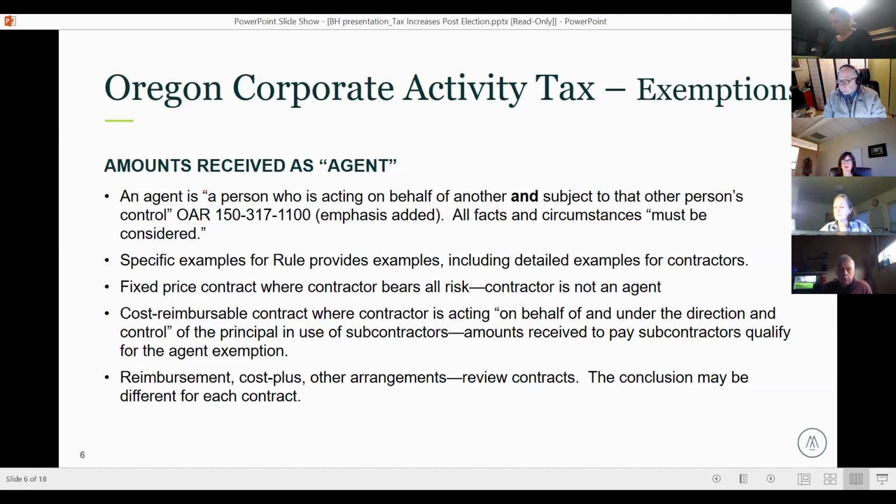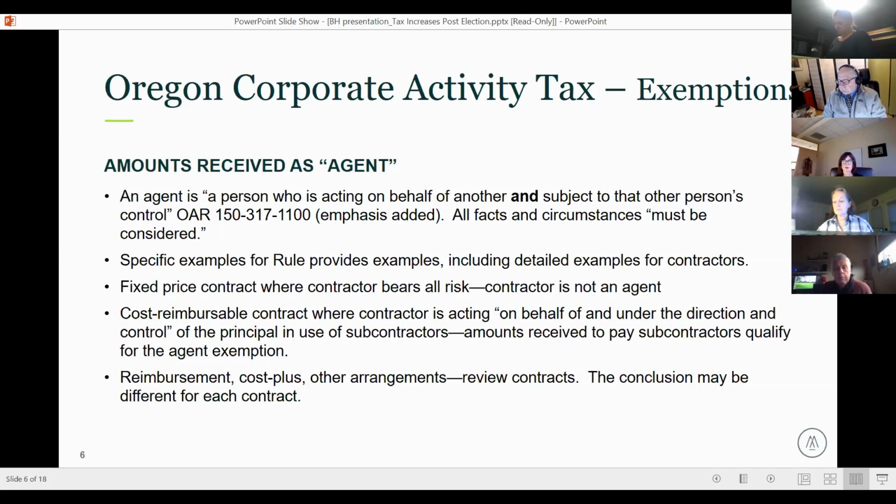So those are two clear bright line examples, one where there's no agency exemption and one where there is an agency exemption. But a lot of arrangements fall along a gray scale, maybe having some factors that are like an agent and some factors that are not. So it's going to be very important to review each individual contract. The conclusion can be different for each contract and even for each type of transaction under the contract. It's not an all or nothing test. It's a facts and circumstances test with respect to a payment that's been received.